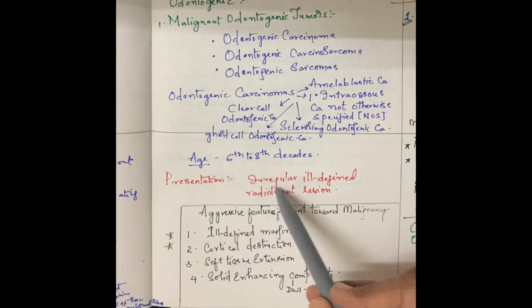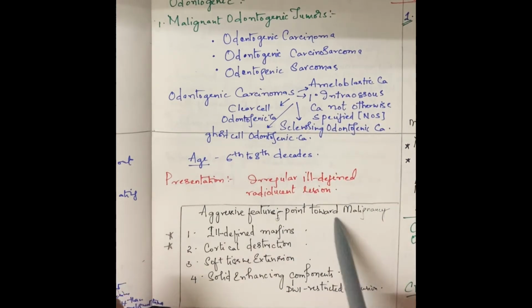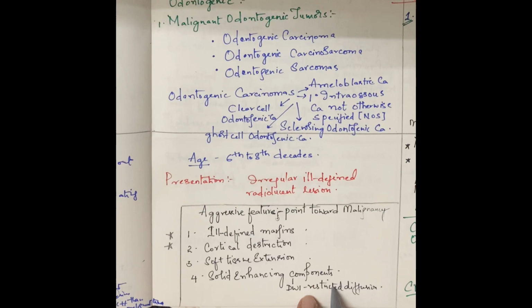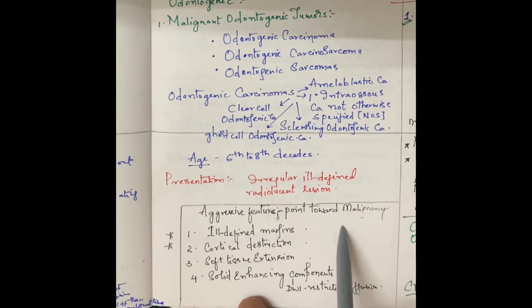Presentation is as irregular, ill-defined radiolucent lesions. What are the aggressive features pointing towards malignancy? Ill-defined margins, cortical destruction, soft tissue extension. The lesion has an ill-defined margin with cortical destruction. They go into the adjacent soft tissues with a solid enhancing component which shows diffusion restriction. These are all the points that point towards malignancy.